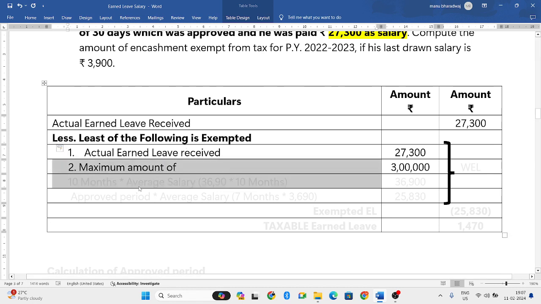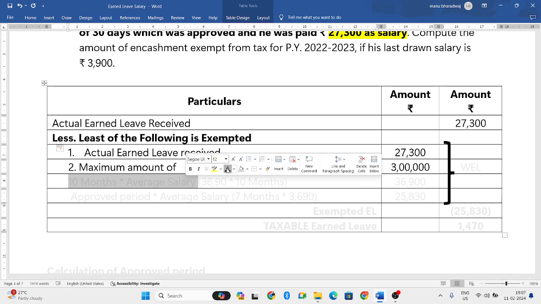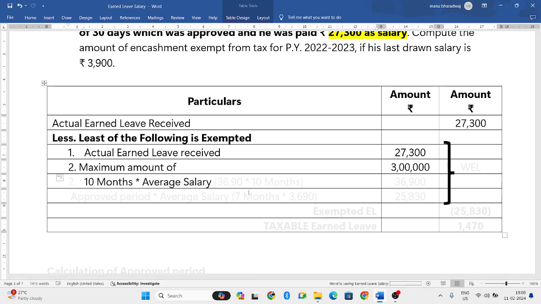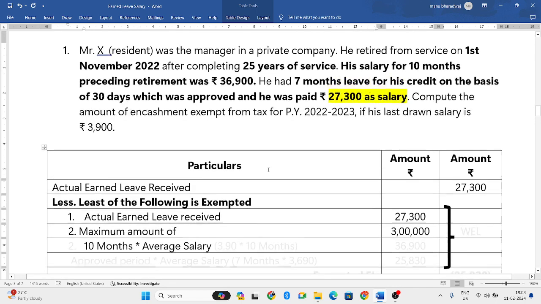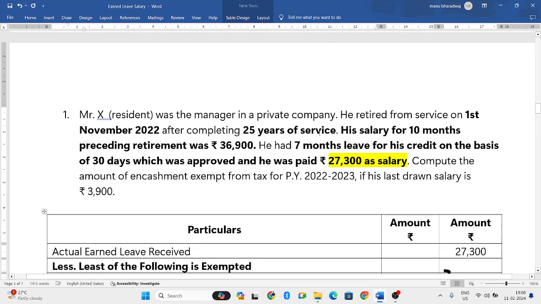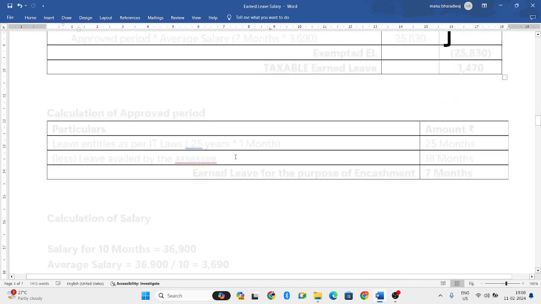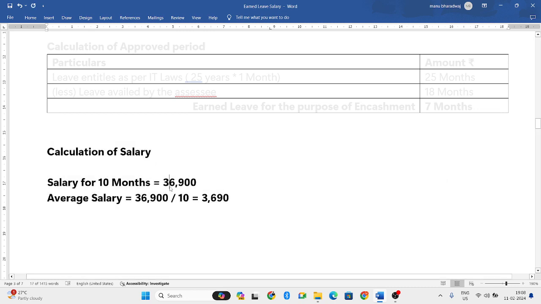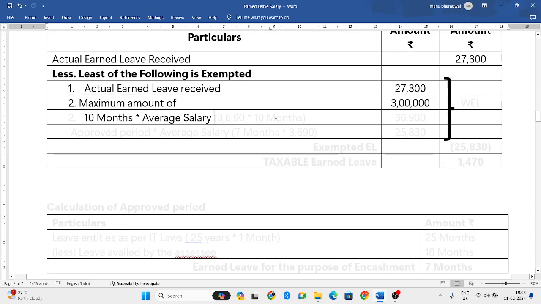Next, the third exemption is 10 months into average salary. So we have to find out the average salary here. What they have given in the question is his salary for 10 months, which was 36,900. If you want to know the salary per month, we need to divide it by 10. 36,900 divided by 10, we will get 3,690. That 3,690 I have to multiply with 10 months, so I will get 36,900 rupees. That is my third exemption.